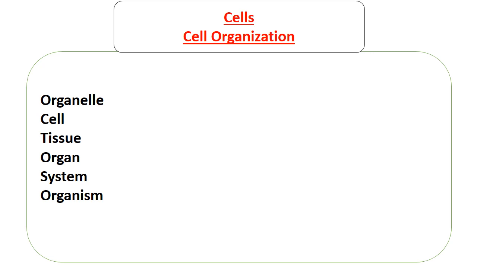And human beings are made of different systems, such as the system that controls our breathing, which is the respiratory system, or the system that deals with the movement of blood, which is the transport system, or the system that is involved in sensing what is happening in our environment, called the nervous system. So this is how cells are organized.